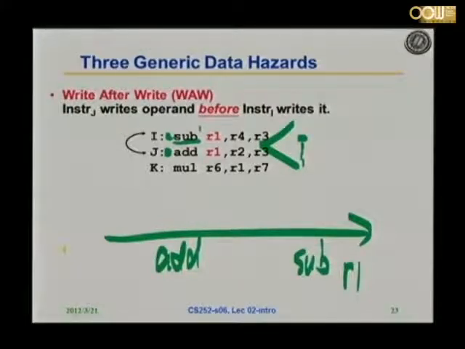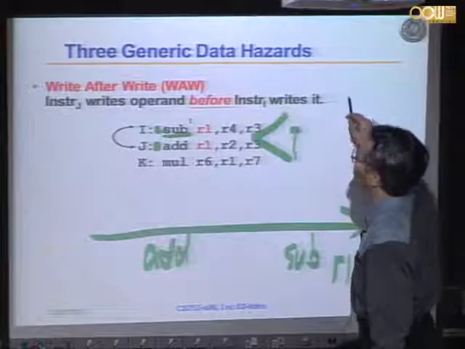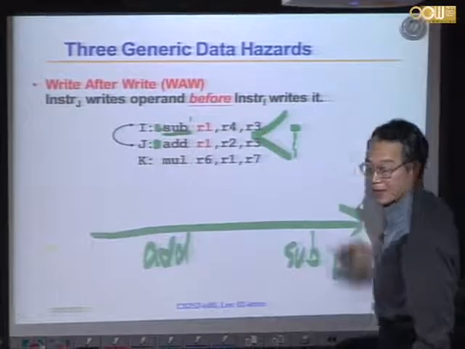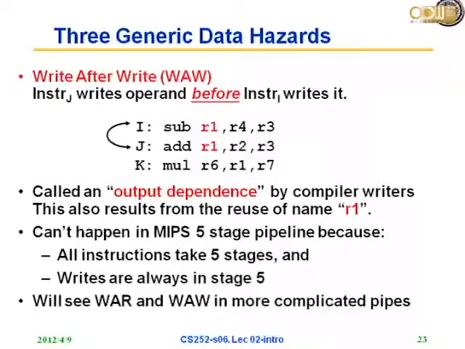Okay, so instruction J writes the operand. Before I write it, there will be a mistake. So the sequence of writes matters. Okay, now let's do some analysis.